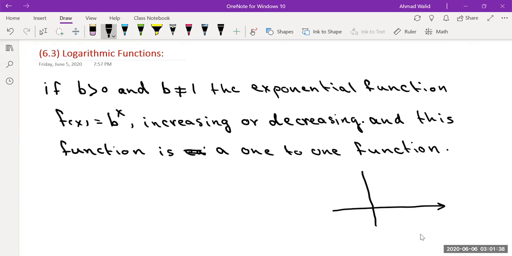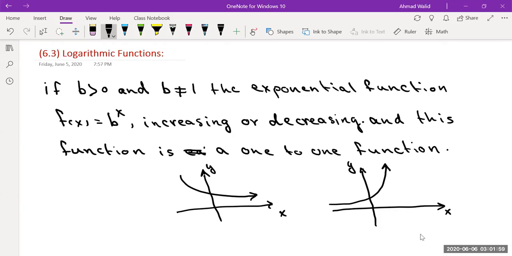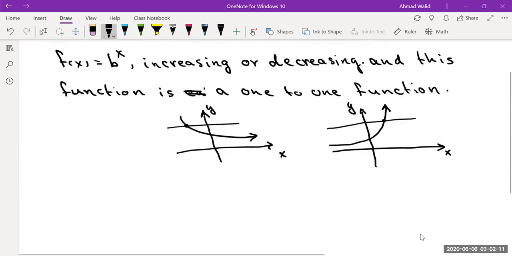F of x equals b to the power of x, you are dealing with this graph, increasing or decreasing like this. And both of them we can call a one-to-one function, because if you do the horizontal line test on these two graphs, your horizontal line intersects the graph only once. That's why it's a one-to-one function.